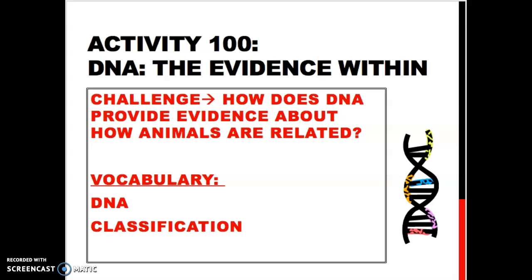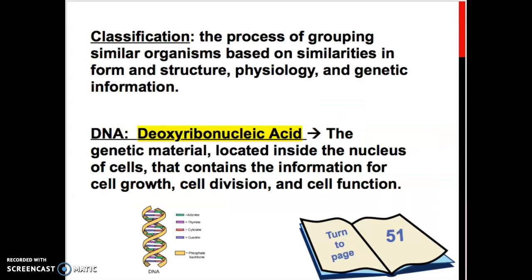Okay, so there are two vocabulary words. They're on the next slide, and they're long, and don't be mad. But classification is defined as the process of grouping similar organisms based on similarities in form and structure, physiology, and genetic information. So form and structure is what we've been doing with fossils and looking at how animals are put together. Physiology is kind of how animals work. So how they breathe, how they process food, how their digestive system works, that's their physiology. And then genetic information would be your DNA.